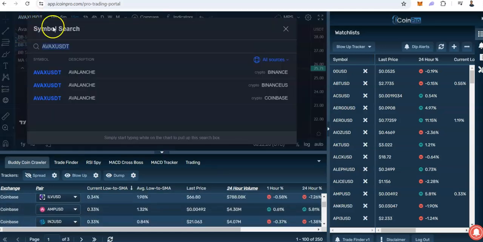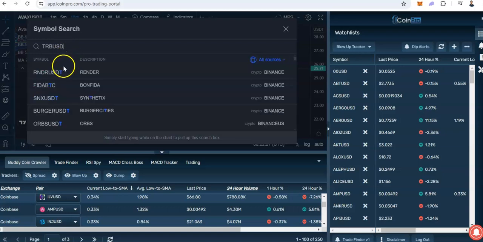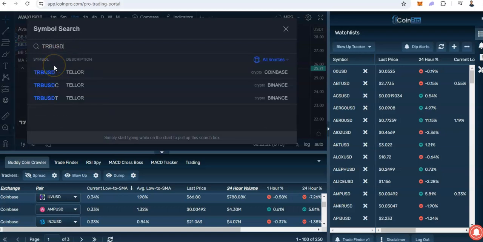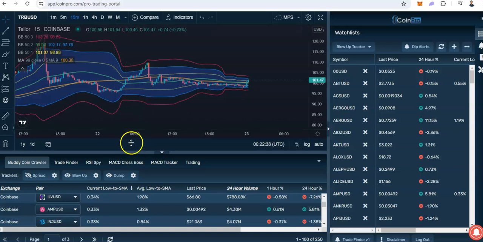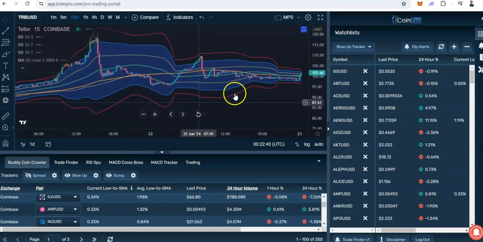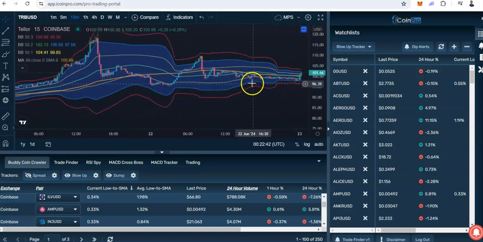Anyways, you can search it. TRB USD. Yeah, okay, TRB, so we do Coinbase right here. So this is the other coin. So at 6:33 a.m. we go back. So this is when he mentioned it right here.